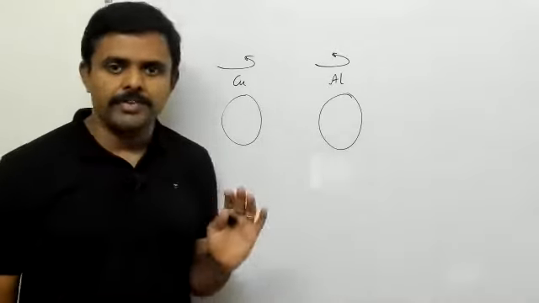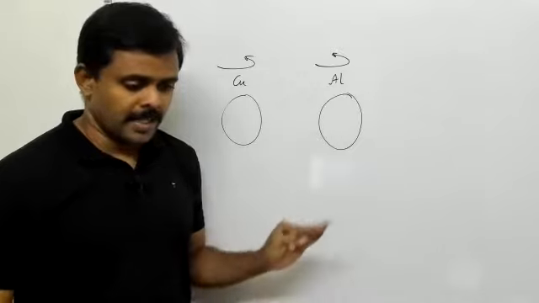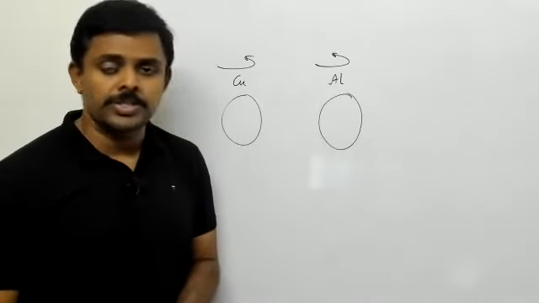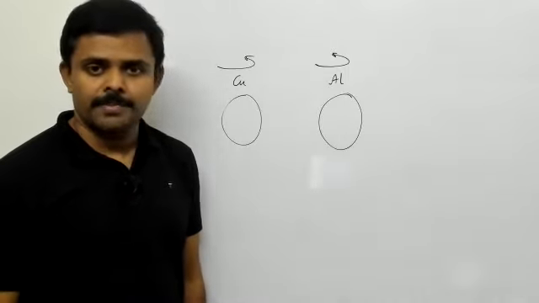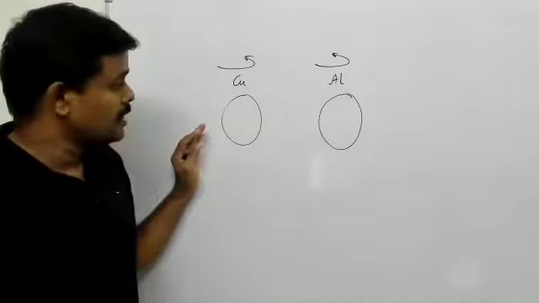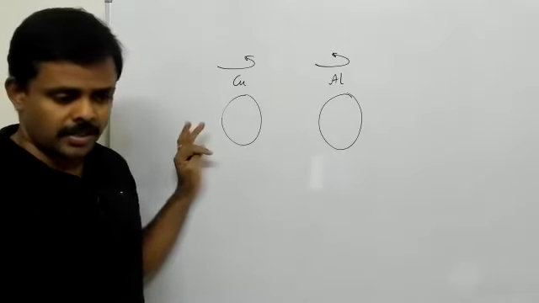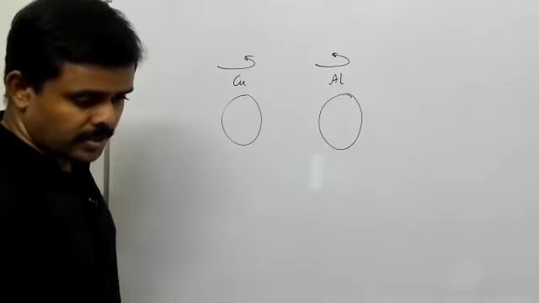So these are rotated with angular speed omega in the same magnetic field. Magnetic field is also the same. Compare the induced EMF and current produced in the two coils. So it is being rotated. You have to find the EMF first and then the current produced in the two coils.